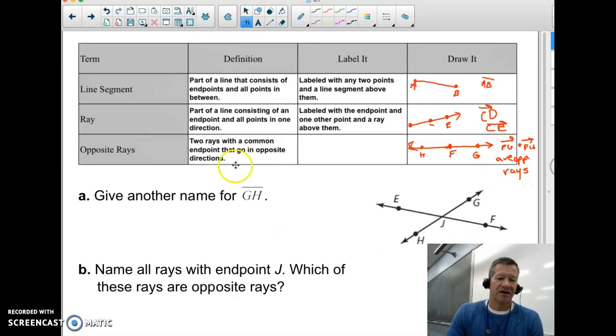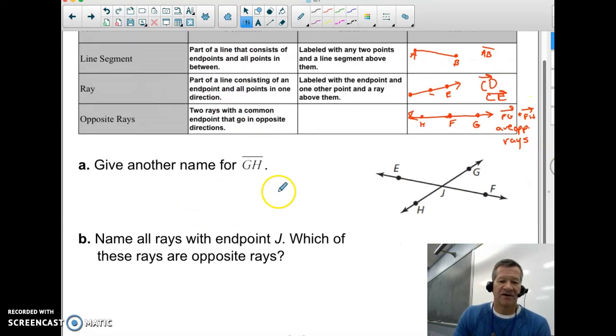So let's give a name for some things down here. Let me scroll a little bit. Give another name for segment. You notice there's no arrows on the end, so that's a segment, GH. Well, the segment that goes from G to H, because it doesn't go any direction, it doesn't matter what order I put them in. So I could also call this segment HG.